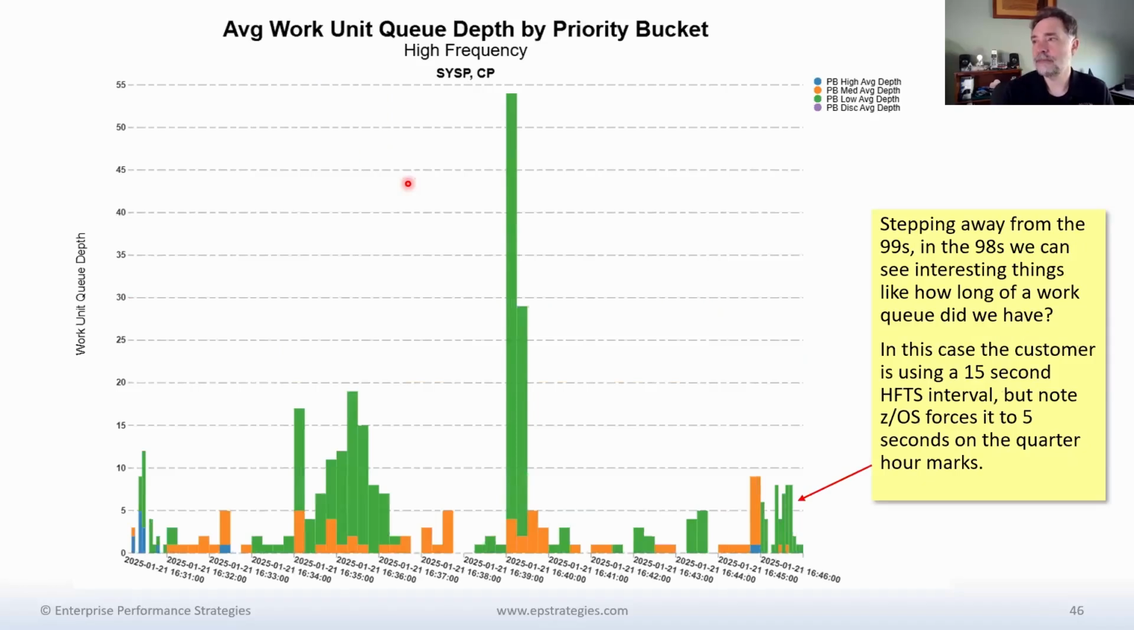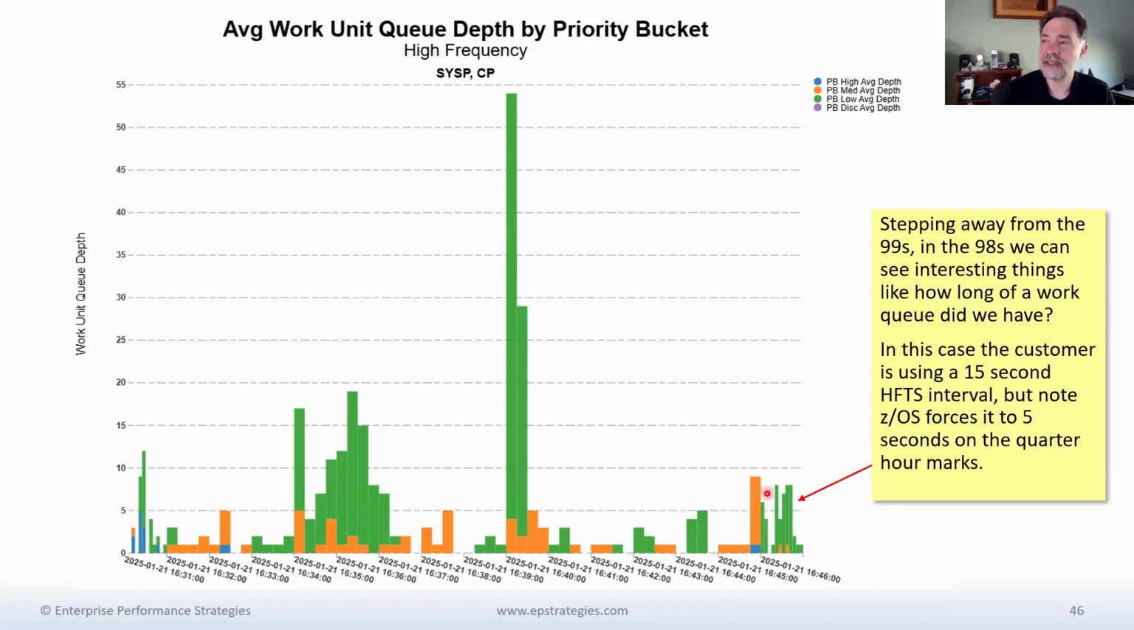Okay. So stepping away from the 99s and going over to the 98s, we can start to see interesting things in the 98s around these time frames. In particular, how long of a queue do we have, right? So this is an average queue depth by priority bucket. The priority buckets do change, and we'll see what we mean by that in just a moment.